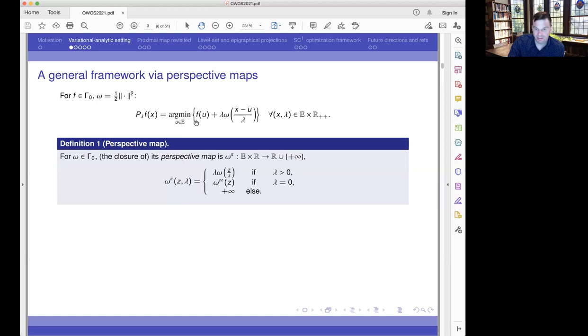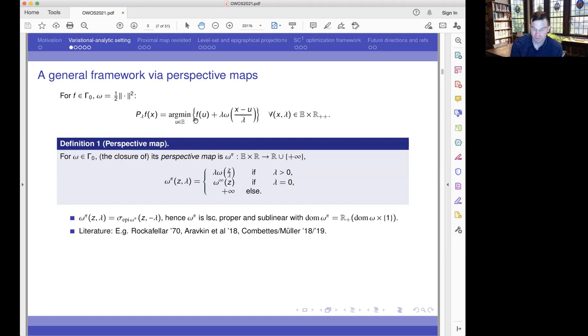So we can write and extend this whole problem to lambda equals zero using the notion of a perspective map, okay? And this is a really old tool. You can find it in Rockafellar's book. He's not going to call it perspective map though, but it's already there. It has very nice properties, and that just affords us the possibility to extend this parametric optimization problem here to the essentially limit case lambda equals zero, right?